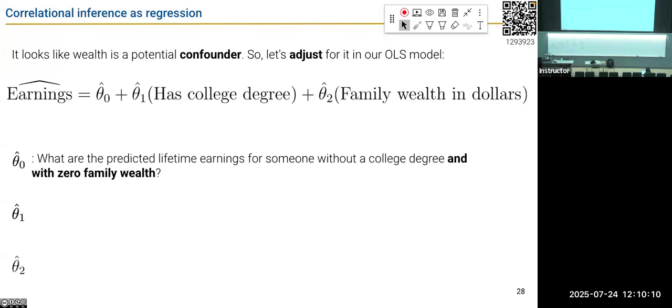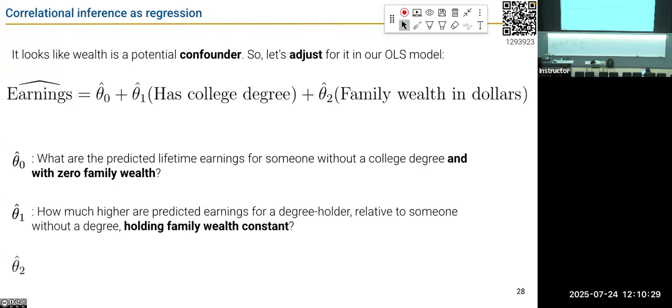Well, for theta 1 hat, you can imagine that there are two people that have the same amount of family wealth. One has a college degree, one has not. So the prediction for the one that has a college degree will have the actual theta 1 hat term. So holding family wealth constant, how much higher is predicted earnings for someone with a degree compared to someone without?